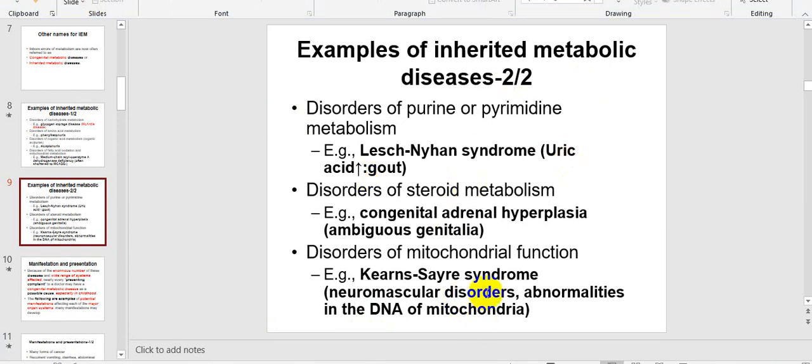Disorders of mitochondrial function are also called Kearns-Sayre syndrome or neuromuscular disorders. They involve abnormalities in the DNA of mitochondria. These are all inherited genetic defects or inborn errors of metabolism.